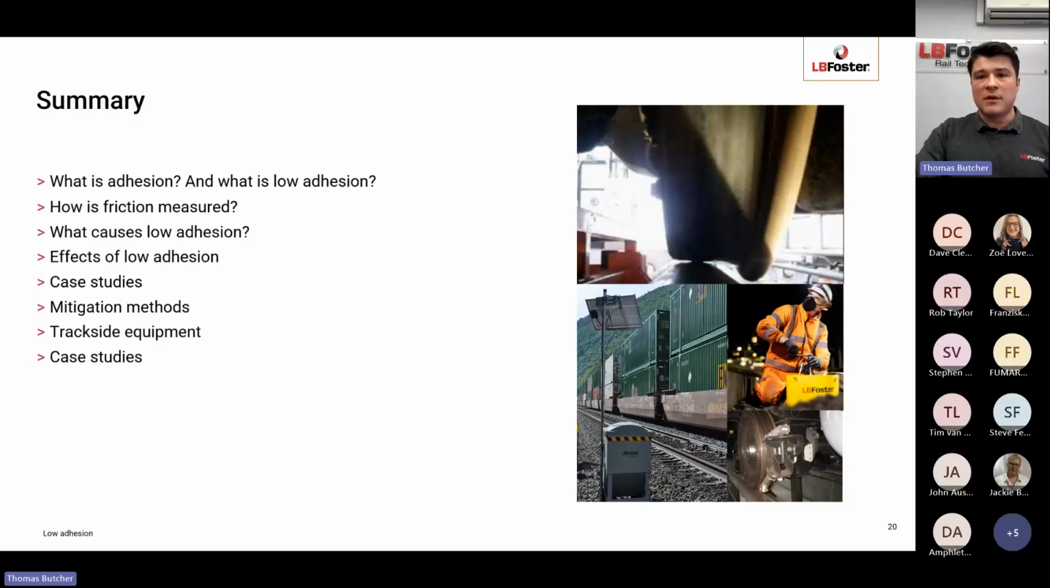So, in summary, we've gone over the definition for friction, adhesion and traction, talked about the differences between the three. We've talked about the causes and effects and mitigation methods for low adhesion. We've talked about the TGA3 and Alleviate that it uses, as well as looked at a case study for year-round deployment.